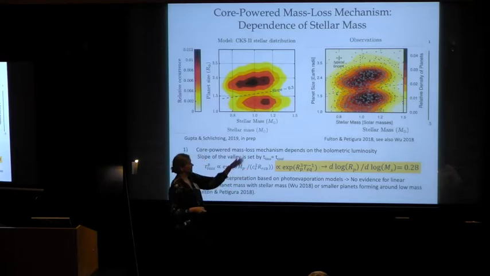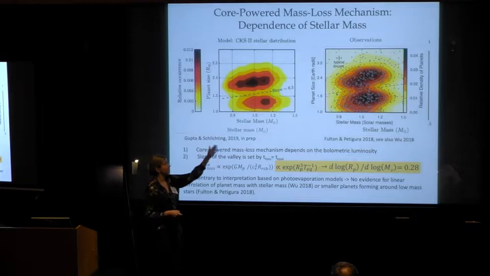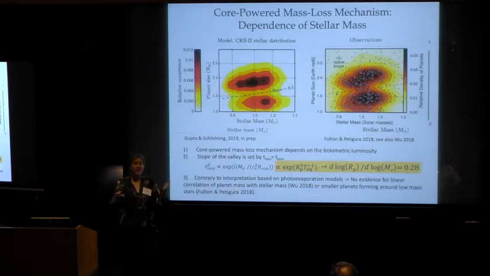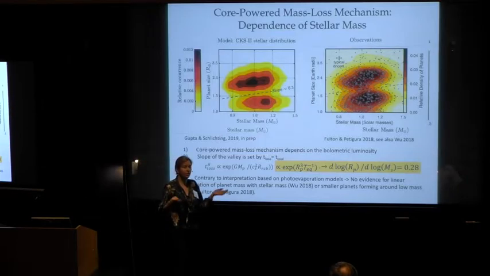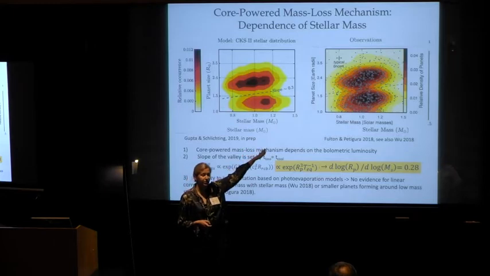So when Yanxin Wu tried to explain this observation using photoevaporation models, she reached the conclusion that you have to change the underlying planet mass distribution to get this positive slope. She concluded in her paper that more massive planetary cores have to form around more massive stars, and then you can match this trend.